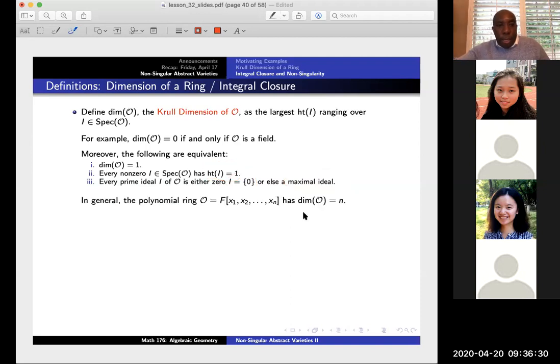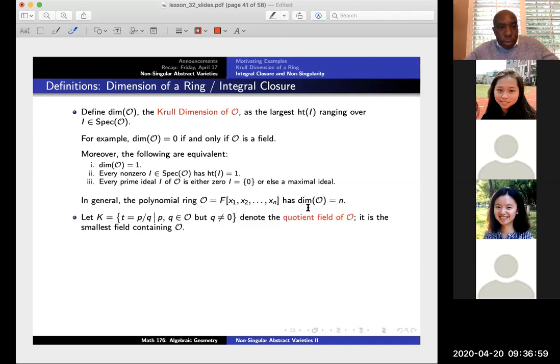And then finally, the polynomial ring here, O, a polynomial ring in n variables, has dimension n. I do have you prove this on the homework assignment this week. So again, if you have a polynomial ring in n variables, then it has dimension n. So n should be what you intuitively expect. n here does look like the number of variables.